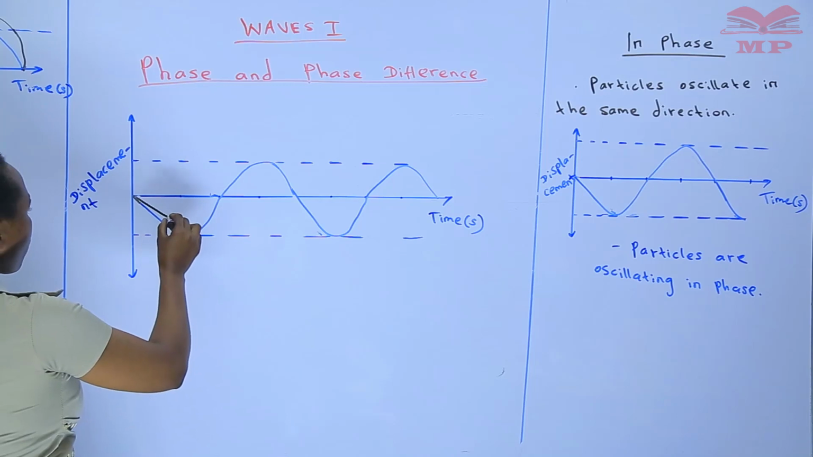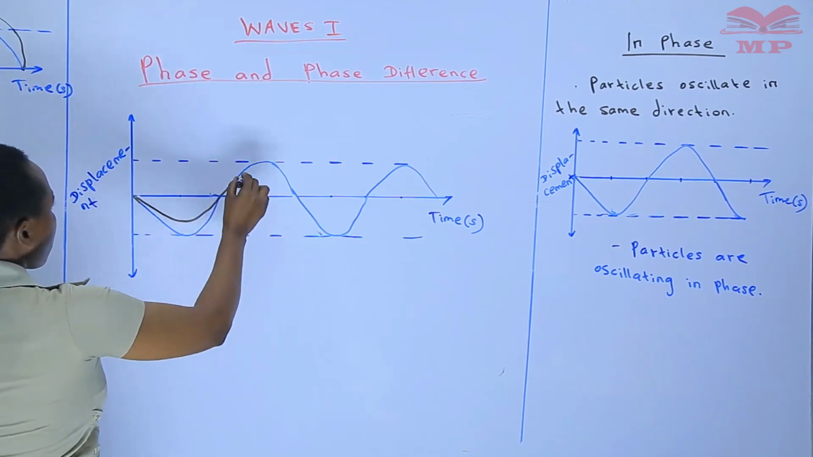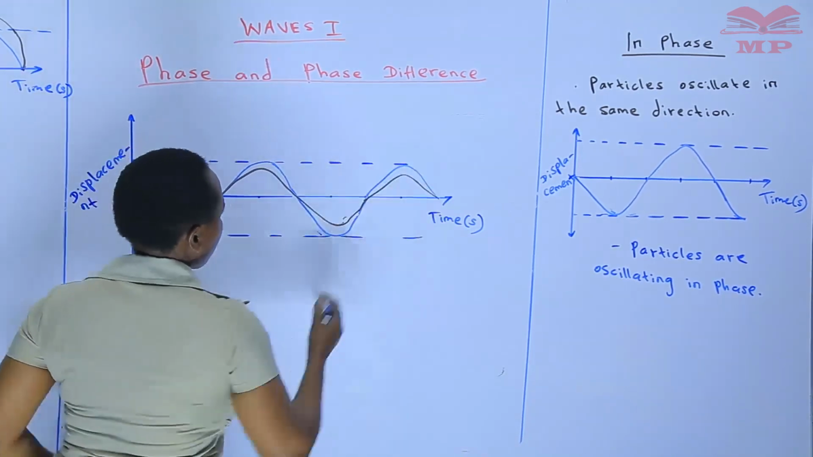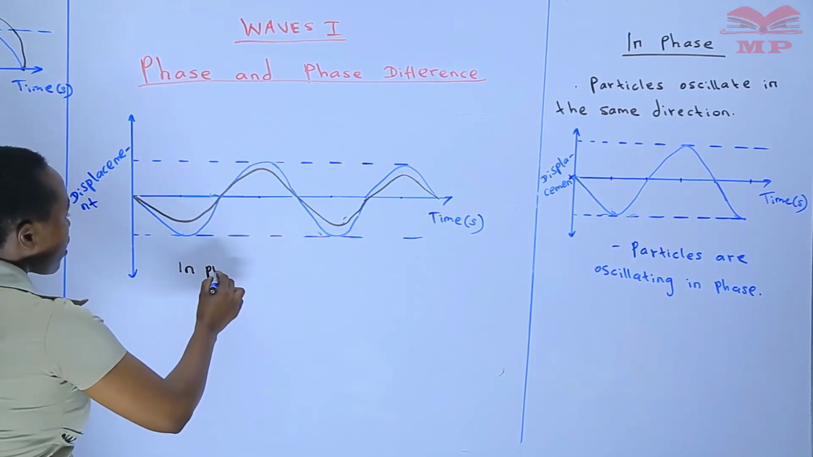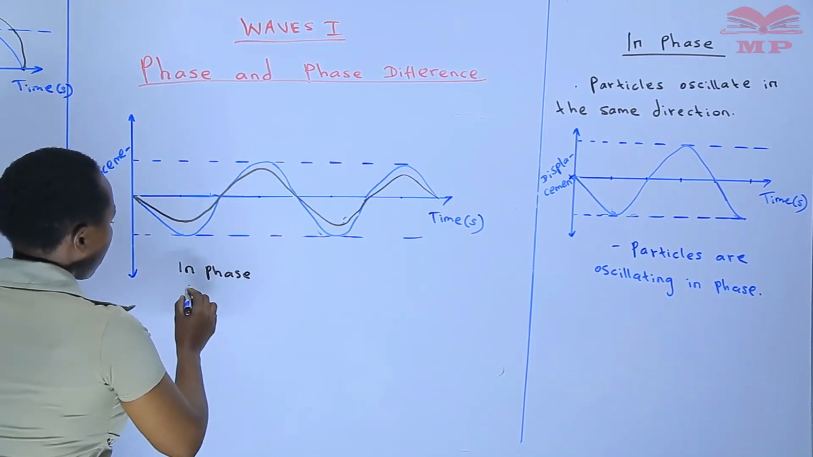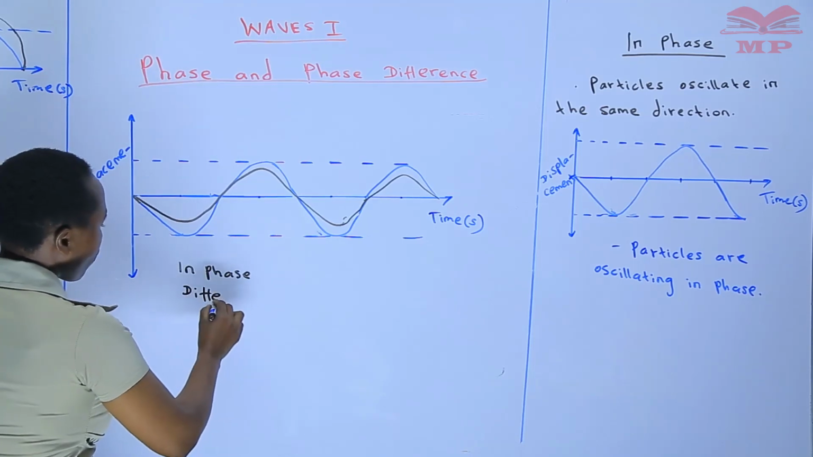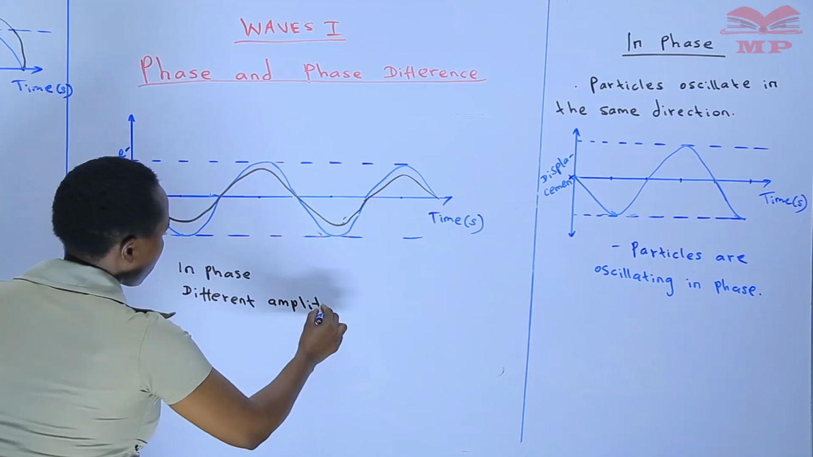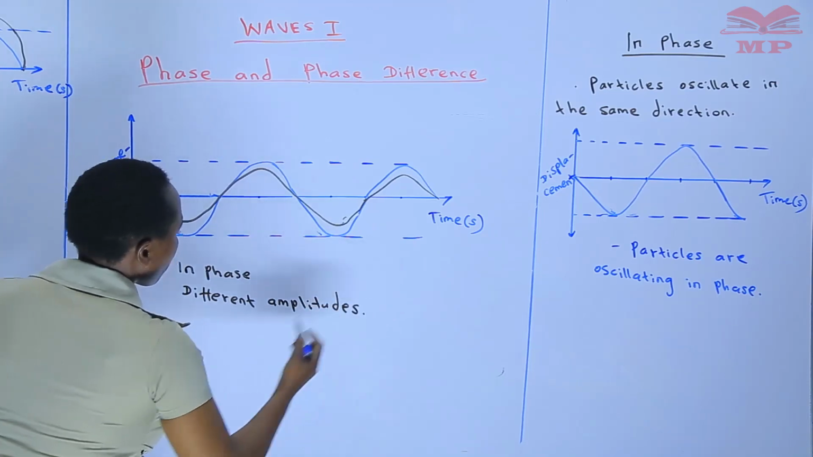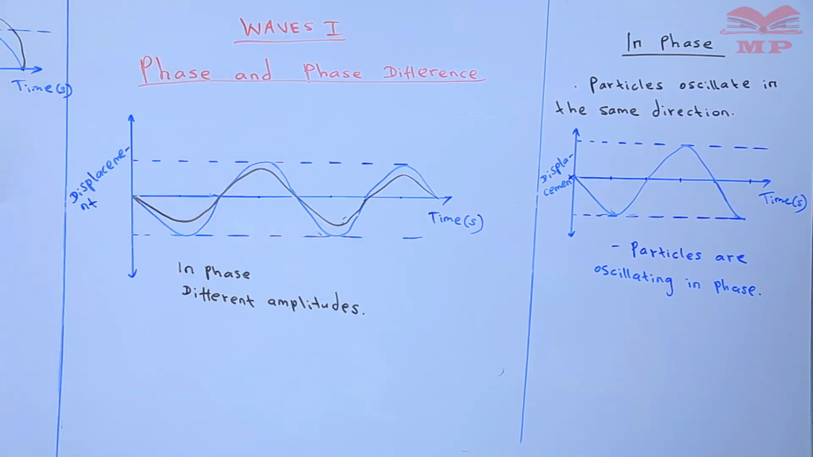So we can make it of a smaller amplitude that way. We can say that they are in phase but they are of different amplitudes. So that's simply what we mean by in phase. They are moving in the same direction.